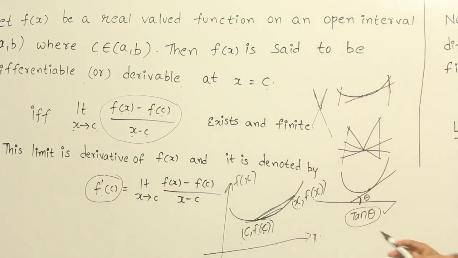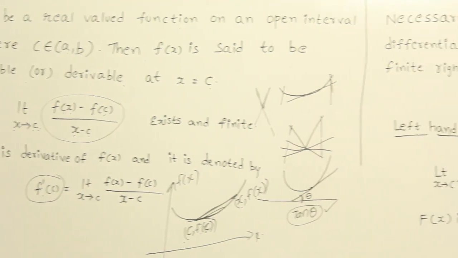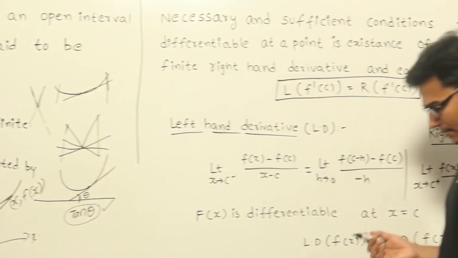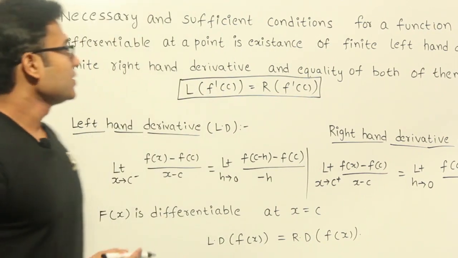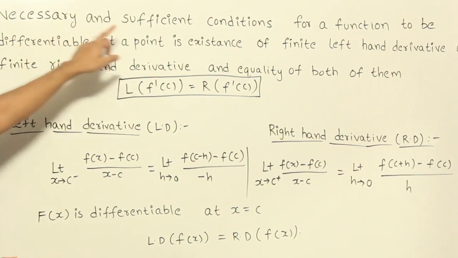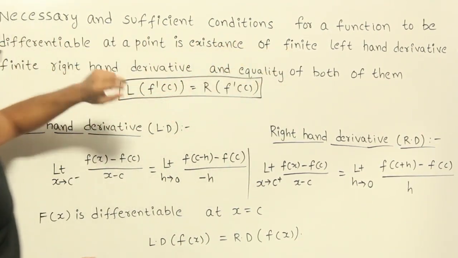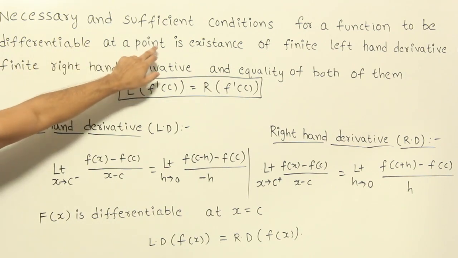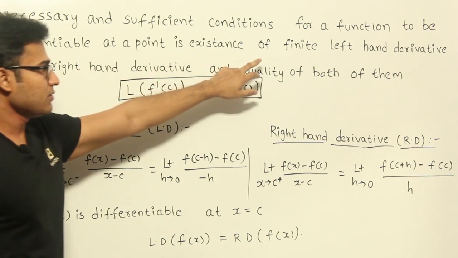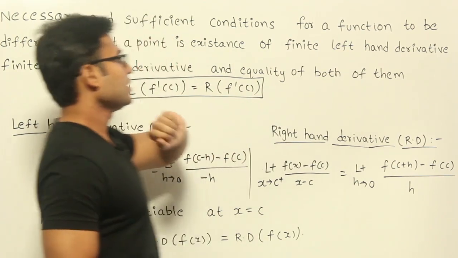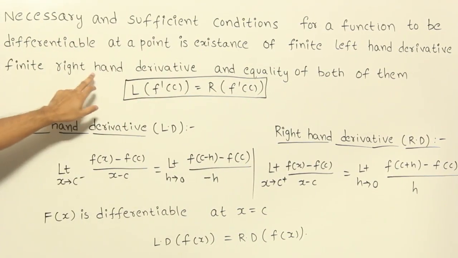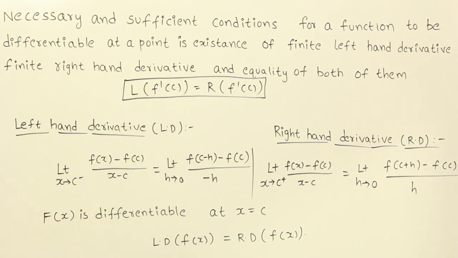Okay, now one way of checking whether the function is derivable or not is the other way. Look at this condition. This condition is saying that necessary and sufficient conditions for a function to be derivable at a point is existence of the finite left hand derivative and finite right hand derivative and equality of both of them.